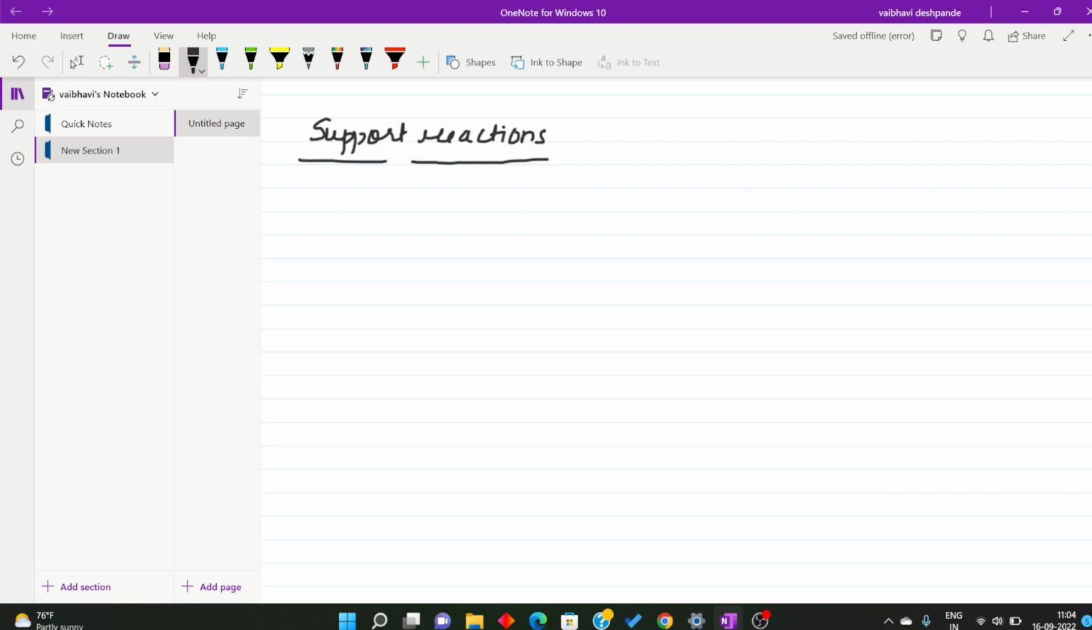Today, let us discuss the support reactions. In support reactions, what are the expected questions? First one, they can ask you what are the various types of supports.